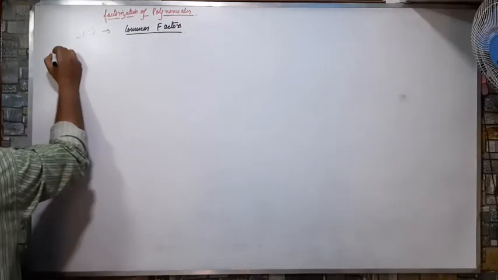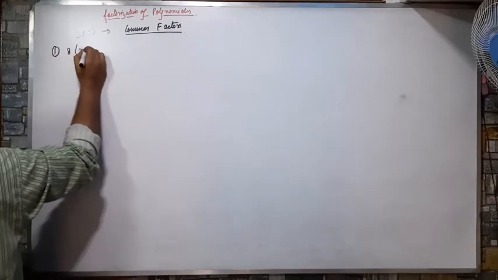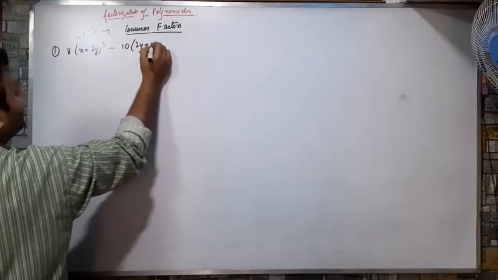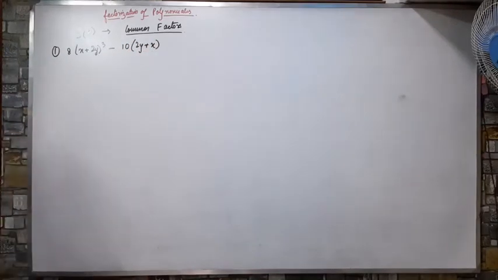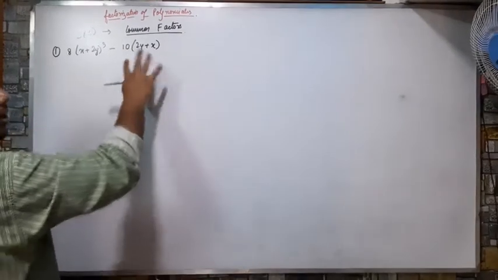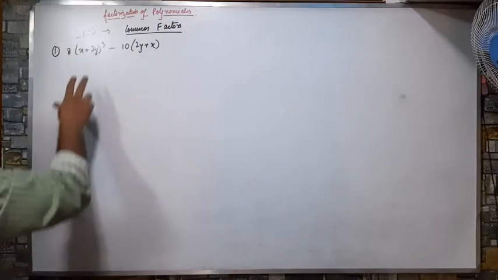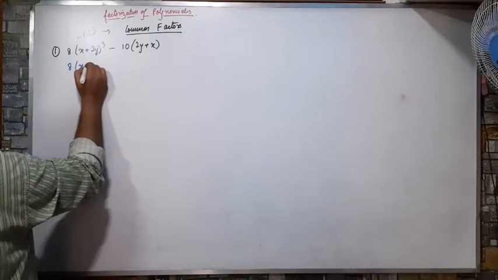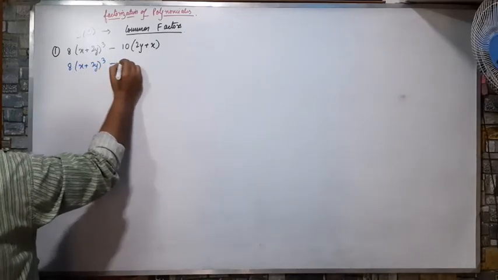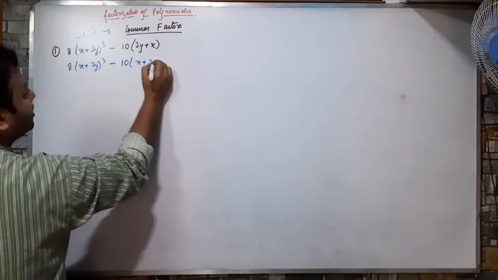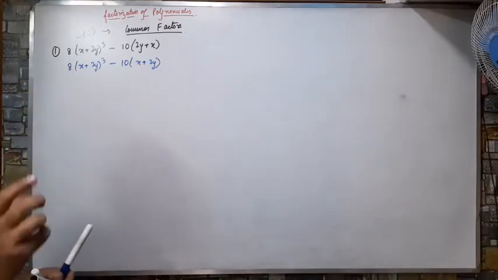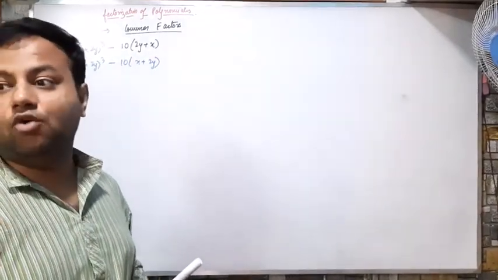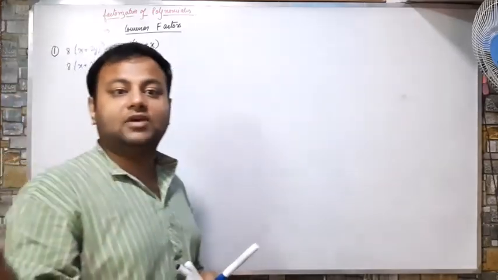The first one, 8(x plus 2y) whole cube minus 10(2y plus x). Now you can easily see that x plus 2y and 2y plus x are same, only I have written it in a haphazard way, so please rectify it properly. I am getting 8(x plus 2y) whole cube minus 10(x plus 2y), because in case of plus, both the ways are same, that a plus b equals b plus a. Commutative law we have already studied in chapter 3 of class 8.